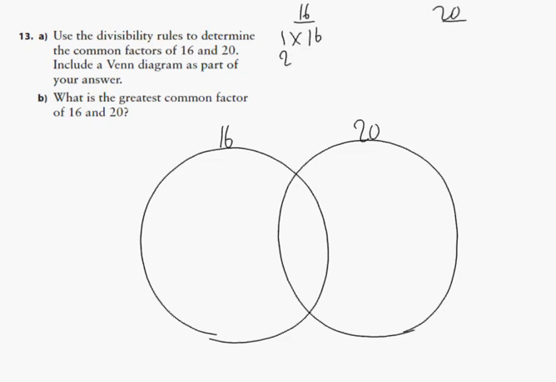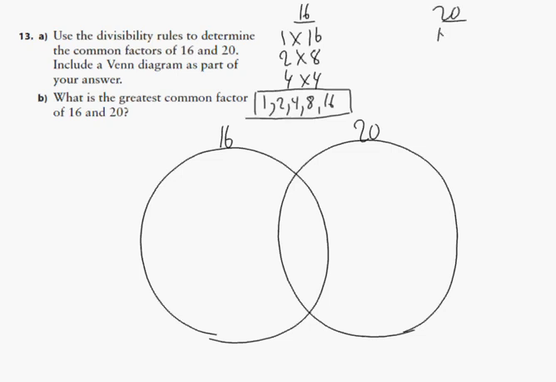2 is a factor. I know that because it ends in an even number, and it has to be 2 times 8. 3 is not a factor because 1 plus 6 is 7. 4 is a factor, and it's 4 times 4. Now, if I keep going, I'm going to go back to where I was before with 8, and I don't need to. So your factors are 1, 2, 4, 8, and 16. Those are your factors of the number 16.